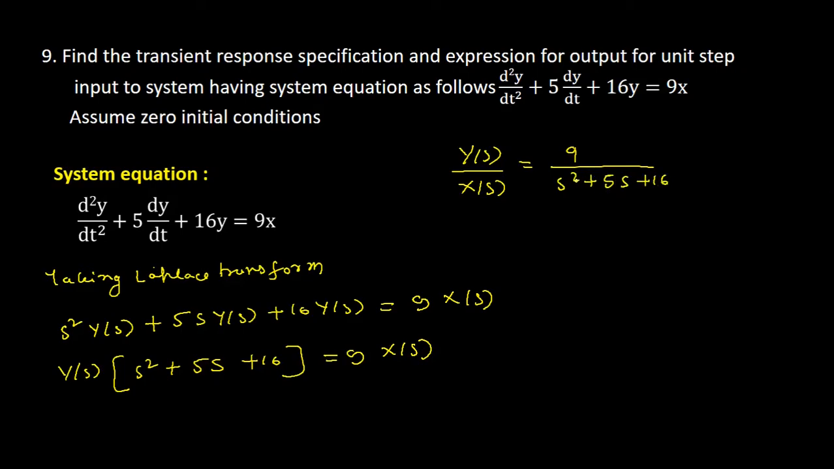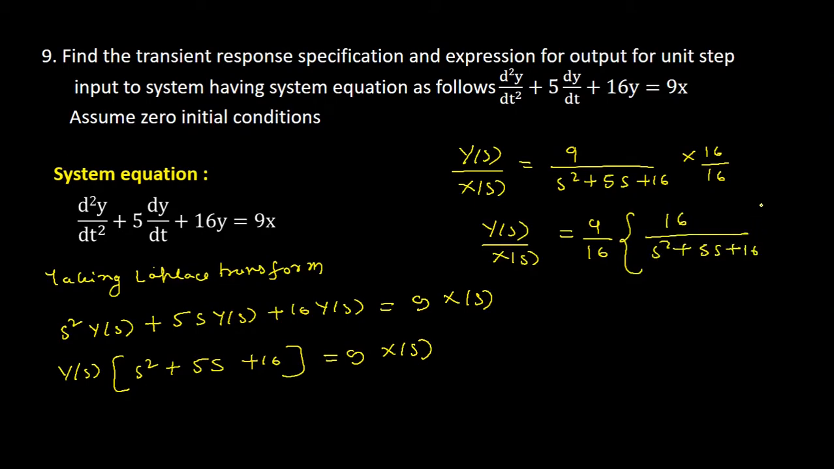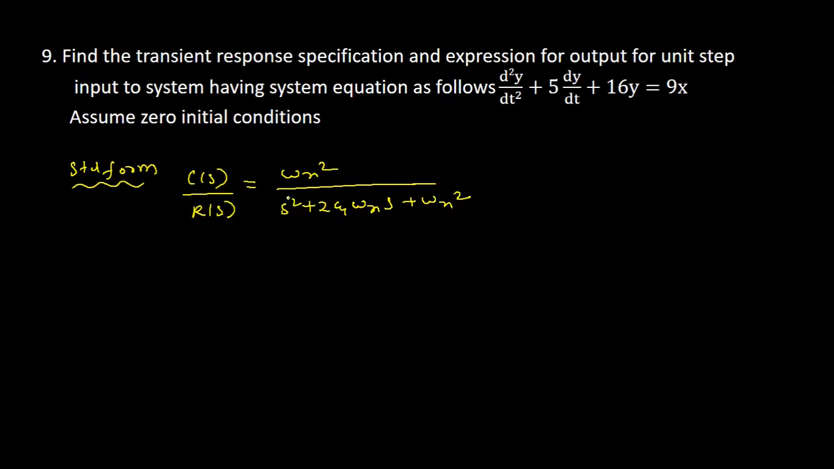Here we can see that this equation is not in the form of the standard transfer function of a second order control system. Therefore, we have to multiply and divide this equation by 16. Y(s) by X(s) will be equal to 9 by 16 into 16 divided by s square plus 5s plus 16. Now the expression in the bracket is in the standard form and this 9 by 16 is the gain. Let us take this as equation number 1. This is the standard form of the transfer function of a second order control system. Take this as equation number 2.